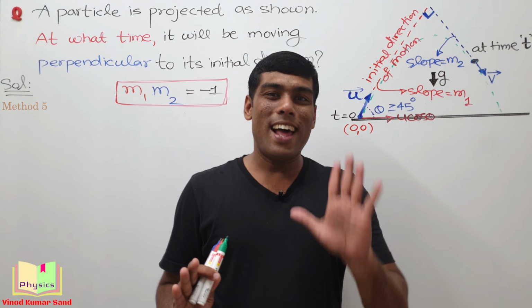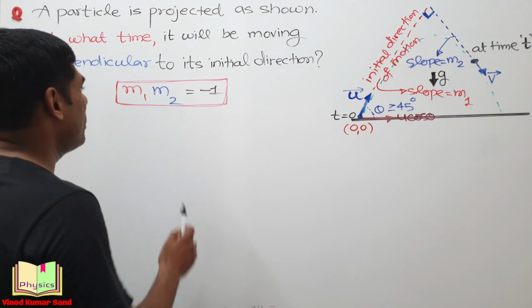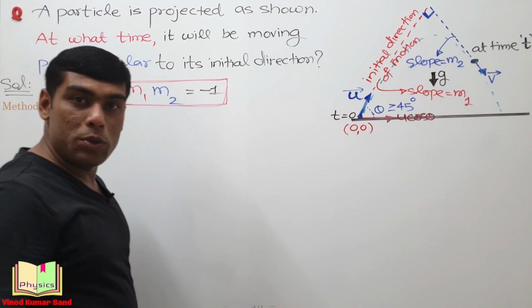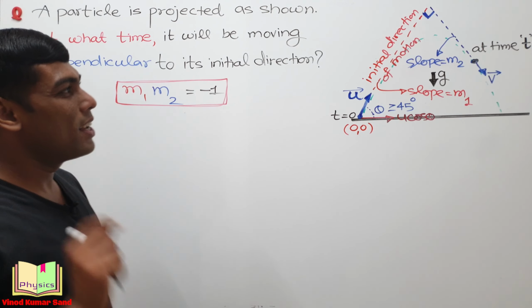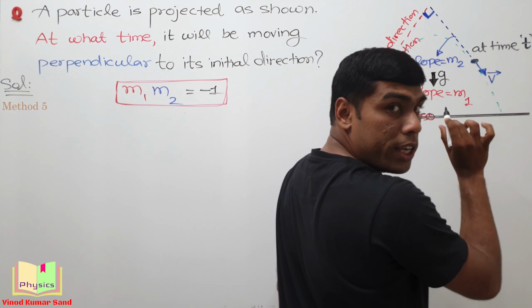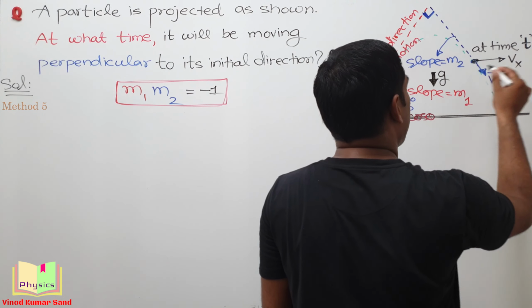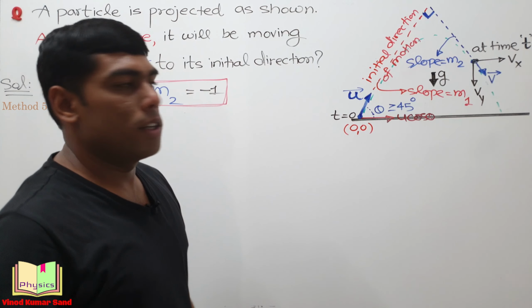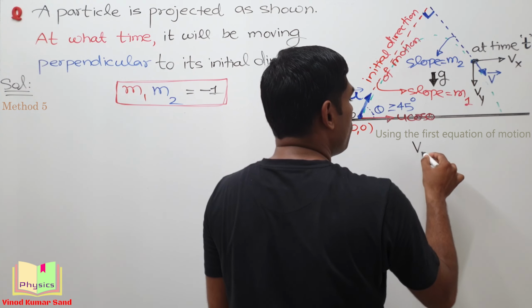Here comes the last and the fifth method of this question. We have already established that the red line and the blue line are perpendicular to each other, so the product of their slopes will be equal to minus 1. At time t, the particle's velocity vector is v as shown here. This we show as the velocity's x component and this we show as the velocity's y component. Is it okay? Fine.